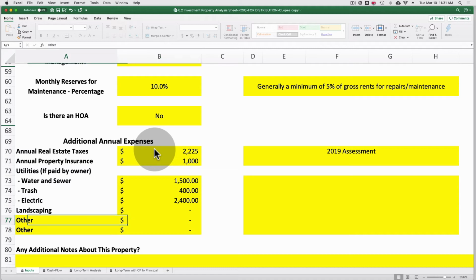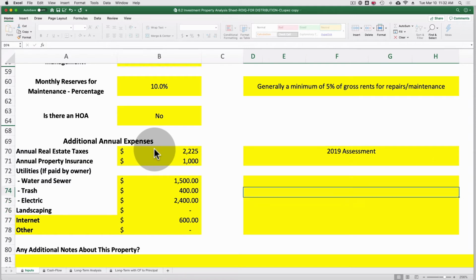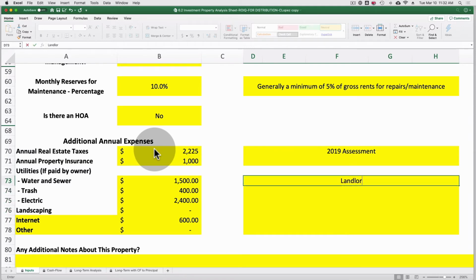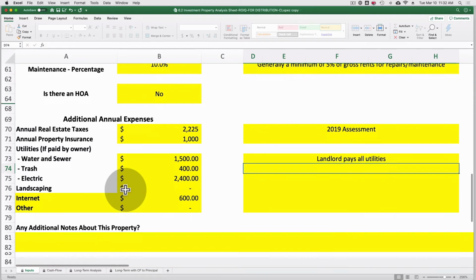The other thing we have on is internet. Since it's room by room, a lot of times it's common for the landlord to offer that themselves. So we're budgeting about $50 a month, or $600 for the year. Okay. So I'm going to break that down here. Landlord pays all utilities. Okay. Any other expenses? No. All right.